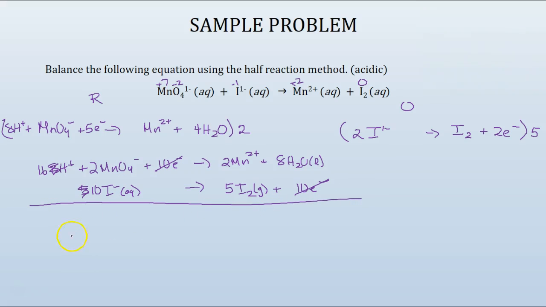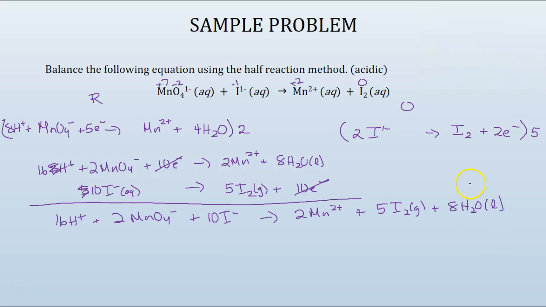We add these two together. We get 16H+, 2MnO4-, plus 10I- yields 2Mn2+, 5I2, plus 8H2O liquid. So we double check everything. I have 16 hydrogens, I have 16 hydrogens. I have 2 manganese, I have 2 manganese. I have 8 oxygens, I have 8 oxygens. I have 10 iodine, I have 10 iodine. So as numbers, they're correct.